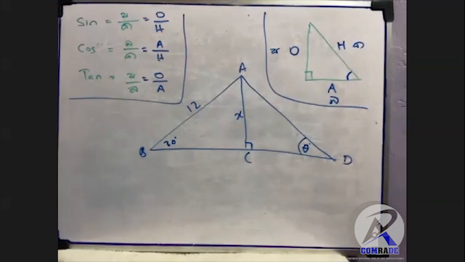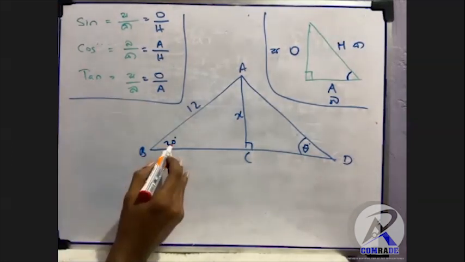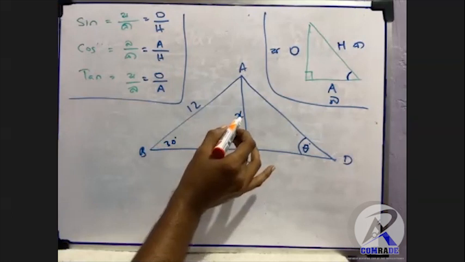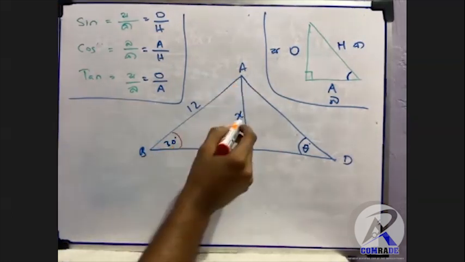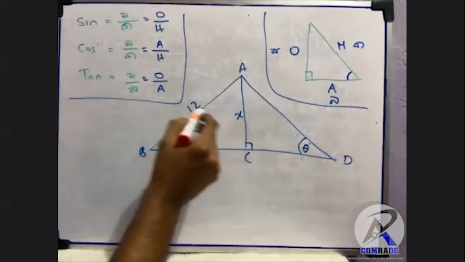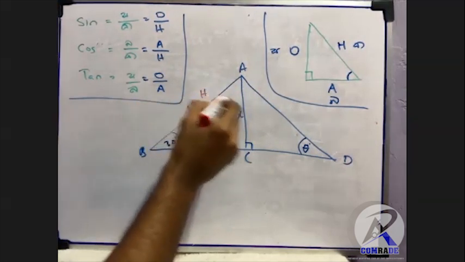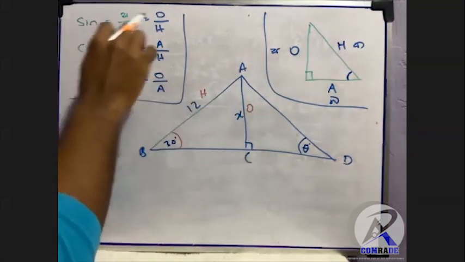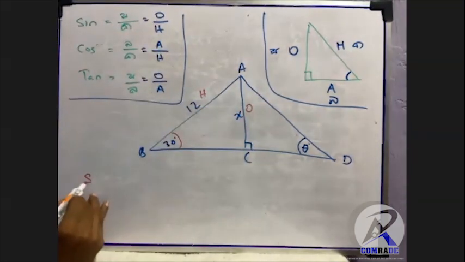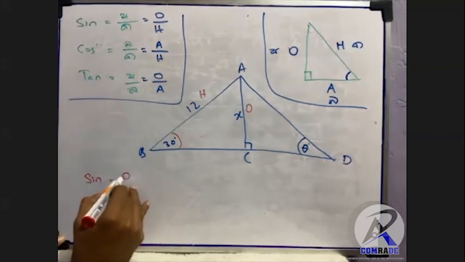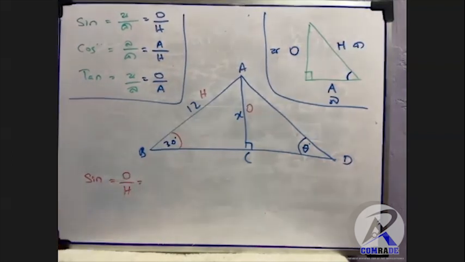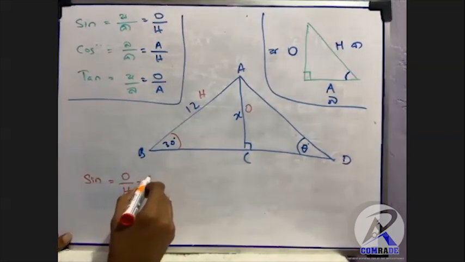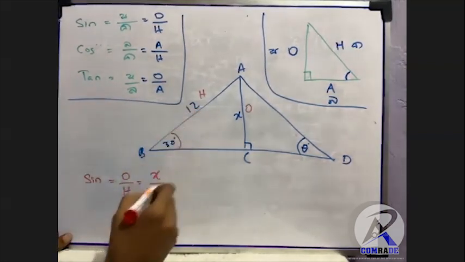To find out x, right? Here they have given 30. I have the side opposite to this angle, x, and the hypotenuse h is there. So O and H, that means sine. I'm writing sine equals O over H. Don't write this in the exam. So O over H means x over 12.